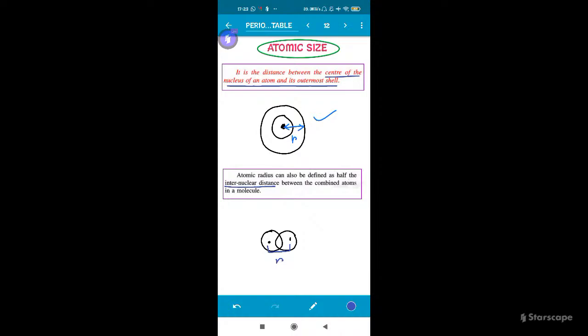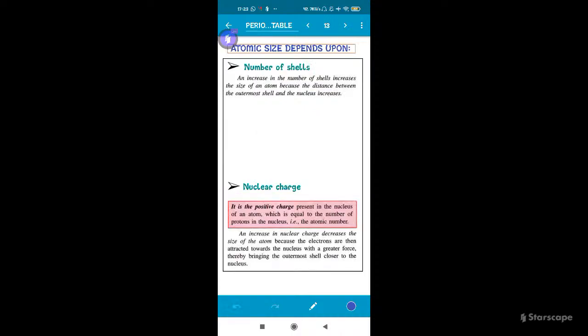It is a very, very small quantity, so it is generally measured using units such as picometer or angstrom. Very, very small units. So depending upon the atomic size, we can say what type of changes occur in the same group when we move from top to bottom, and in the same period when we move from left to right. So let's see. Atomic size depends upon a number of things. First of all, it depends upon the number of shells of the atom, and it also depends upon the nuclear charge. So let's see the first case first.